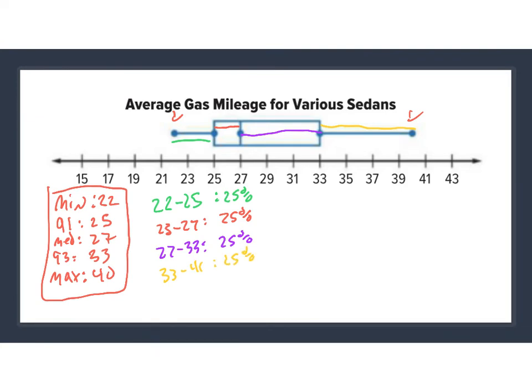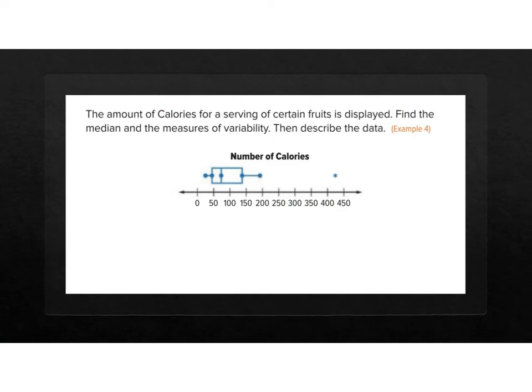So if I were to ask you a question saying, what percentage of cars have more than 27 miles per gallon average, you would be able to say 50% of the sedans. Okay? So, hopefully this helps you learn a little bit. Let's keep on chugging along.